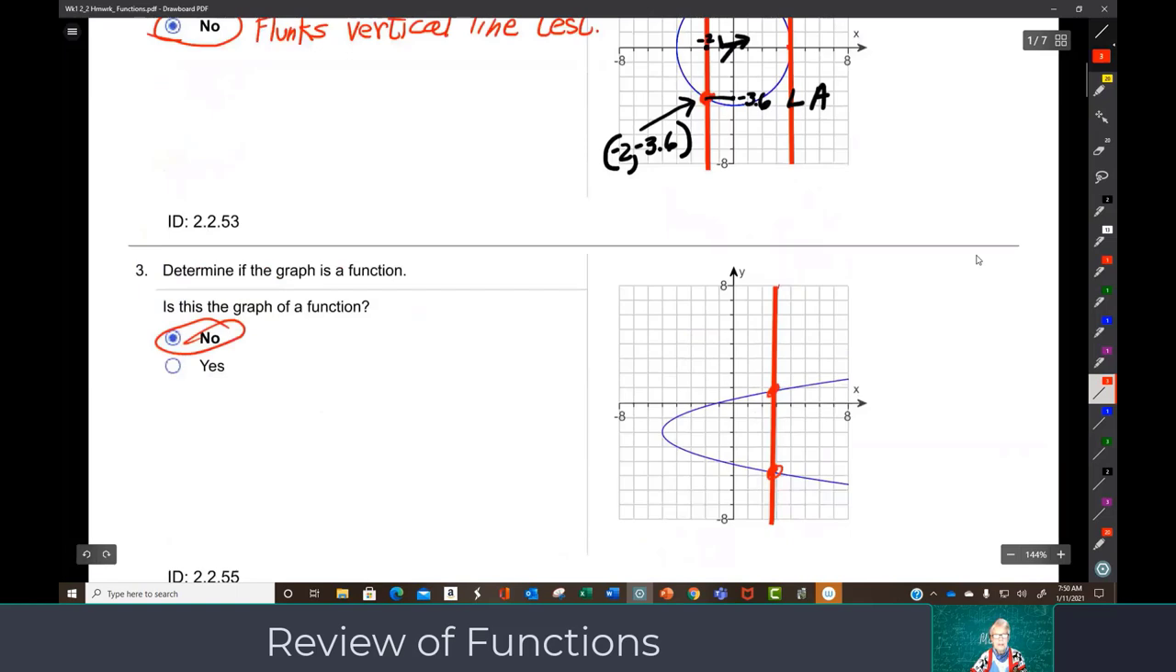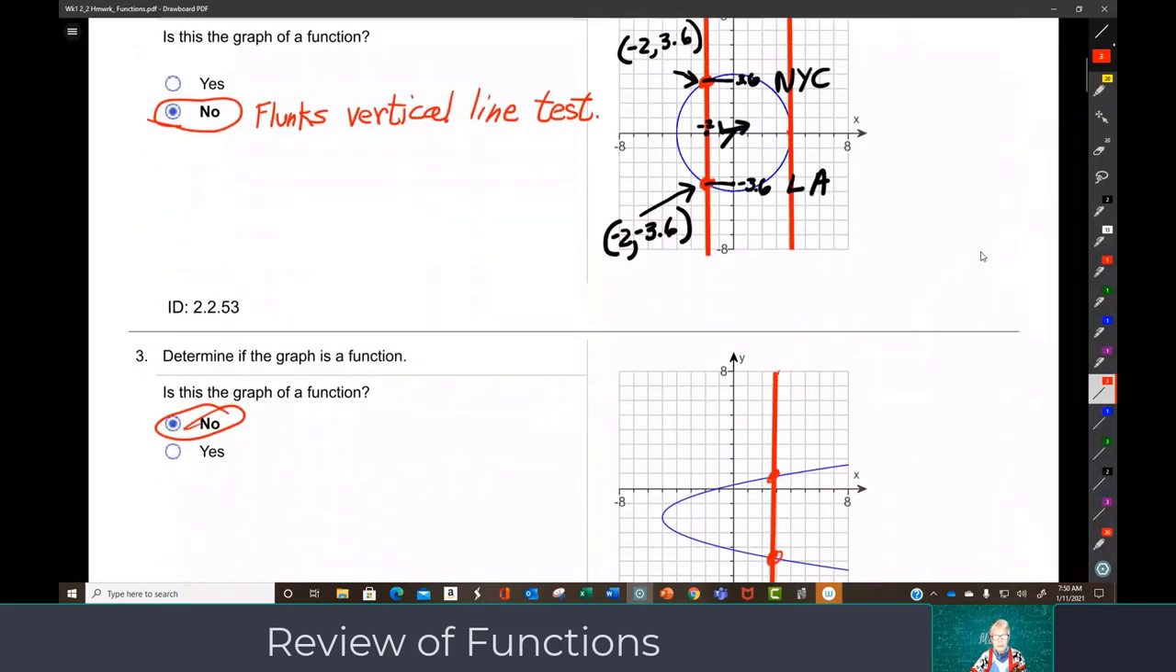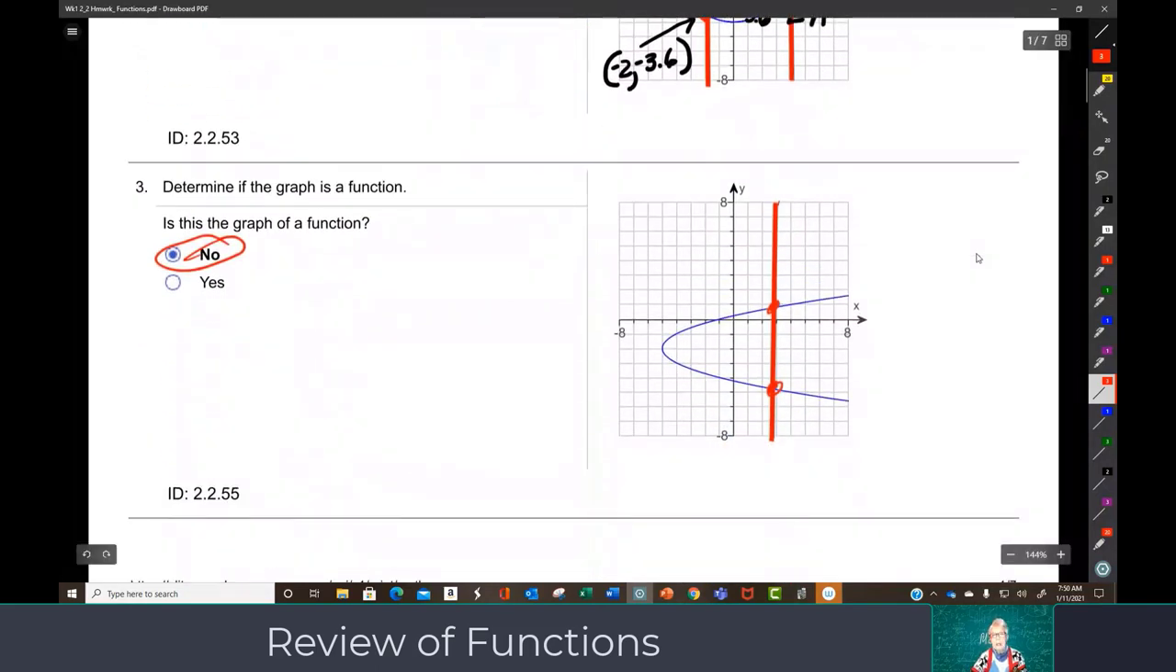Okay, questions about this before I move on. You studied this back in beginning algebra when you were first introduced. Beginning algebra and Algebra 1 are the same class. It just depends on where you go to school.